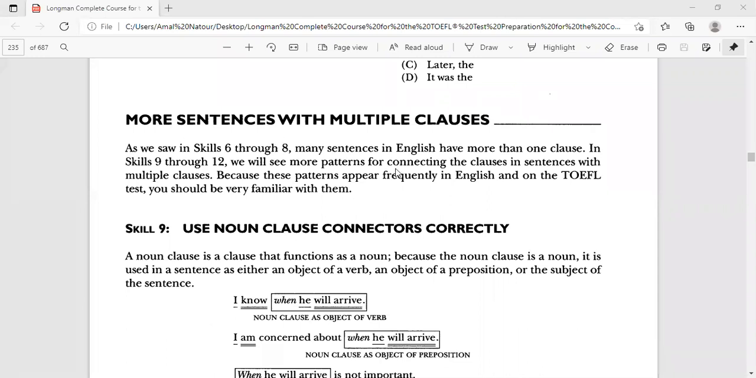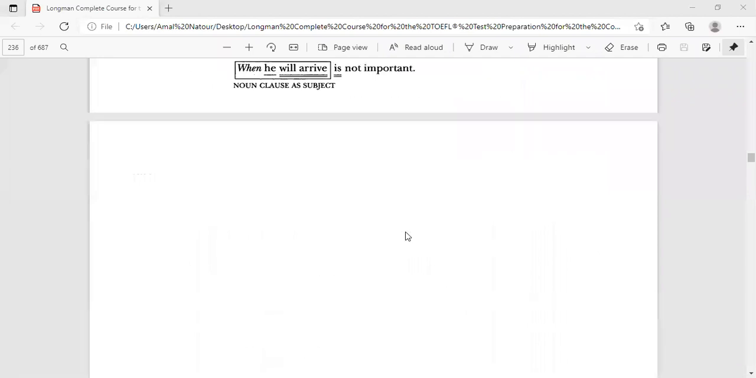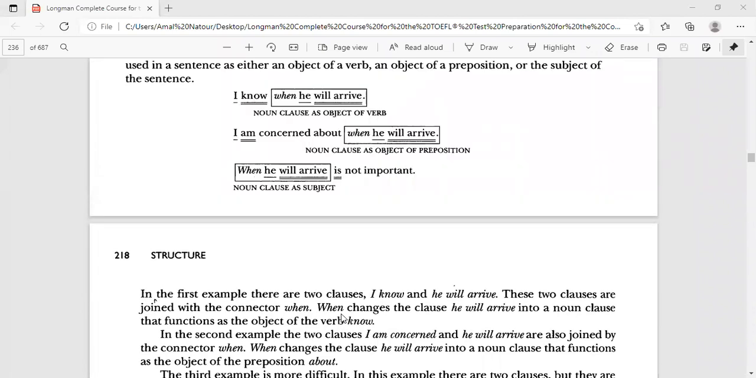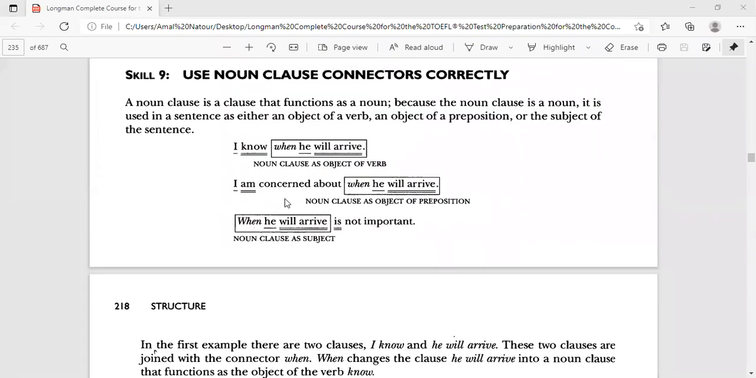Now we're going to talk about noun clause connectors. We have to know what the noun clause connectors are. They are what, when, where, why, how, wherever, whenever, whether, if, and that. These are called noun clause connectors. Where do they come in a sentence? They come in the middle and at the beginning of a sentence. But if they come in the middle, their function differs from when they come at the beginning.